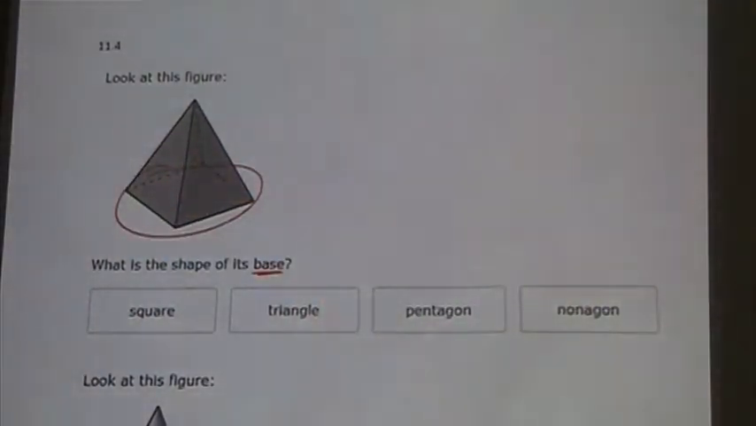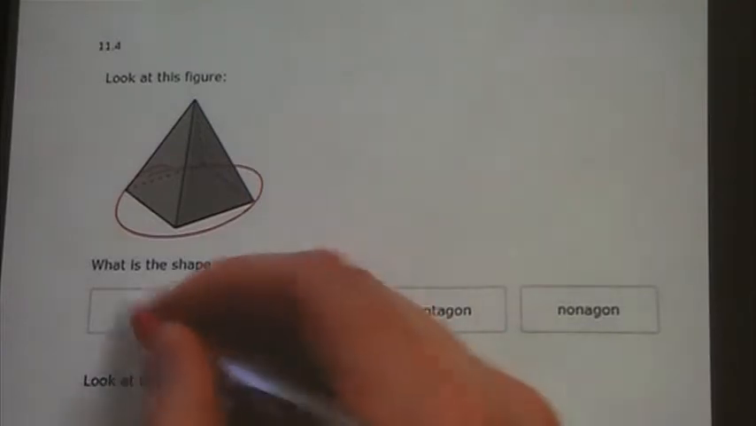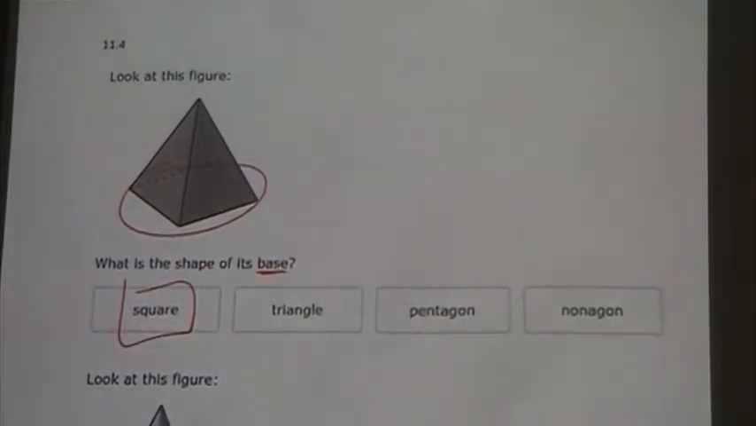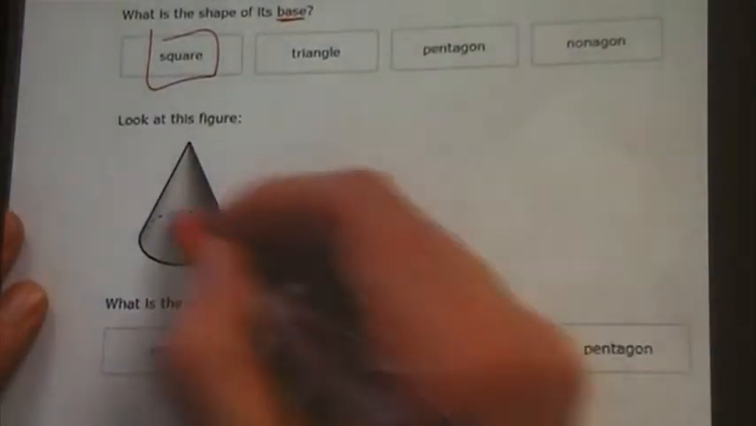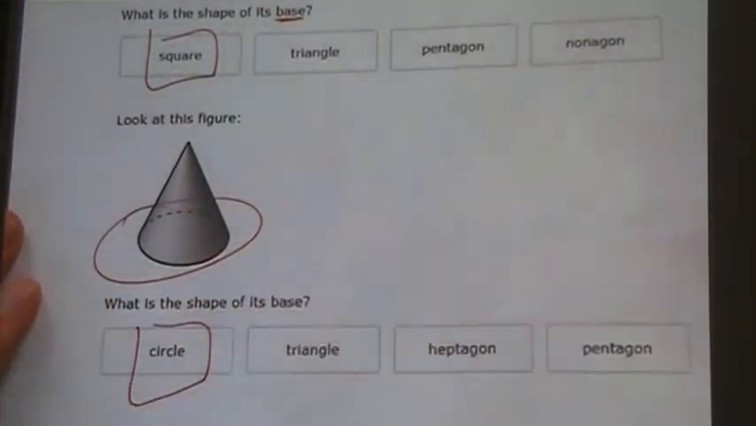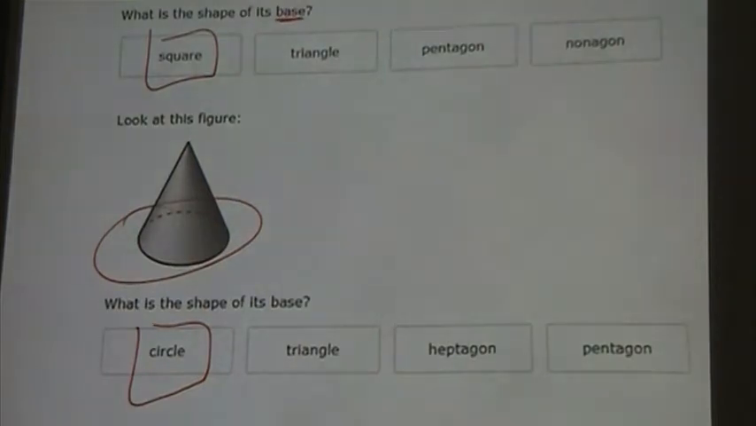What's the shape of the base? Remember the base is the bottom. That's the base. What's the shape? Square. Boom, done. Look at the cone. What's the base? The bottom. Circle. Done. So with those guys, you got to recognize again that the base is on the bottom of your shape.